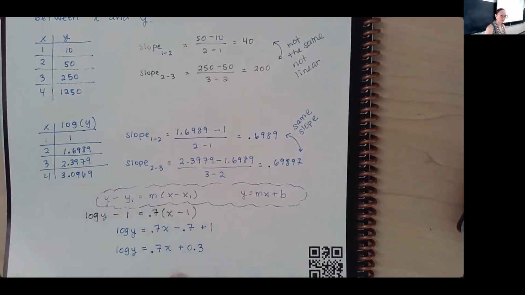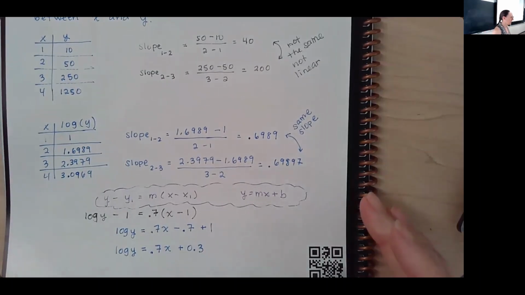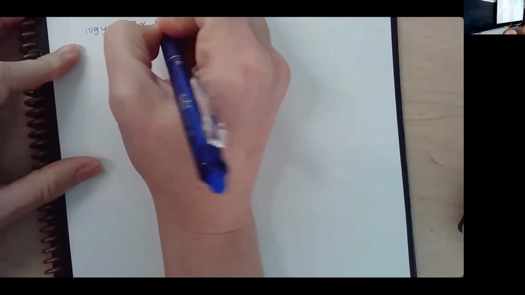We ready for the page flip? 0.7x plus 0.3. It's not too bad. 0.7x plus 0.3.